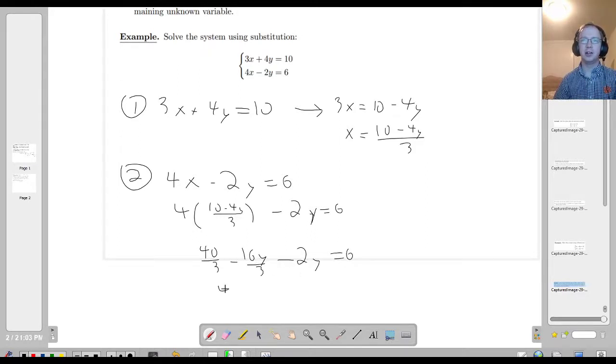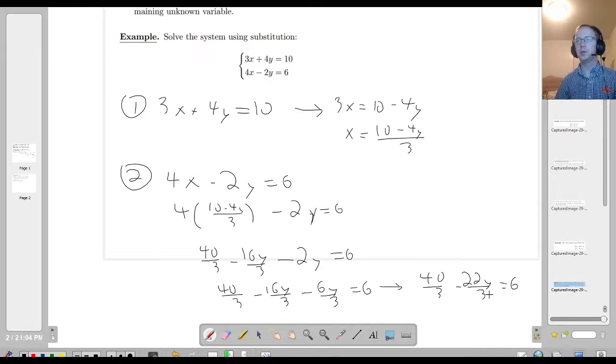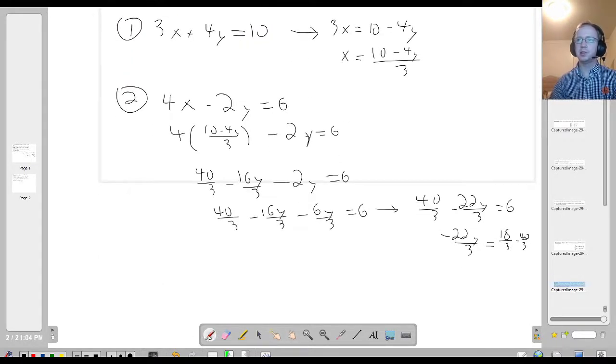Alright, I need a common denominator here. So if I simplify that a bit, I've got 40 over 3 minus 22y over 3 equals 6. Now I'm going to subtract 40 over 3 from both sides. Simplifying that right side, I've got negative 22y over 3 equals negative 22 over 3. So if I divide both sides by negative 22 over 3, I get y equals 1. Alright, fair bit of work, but we got step 2 finished.